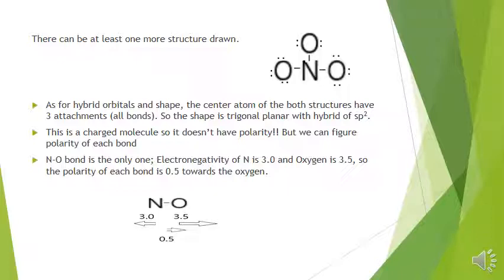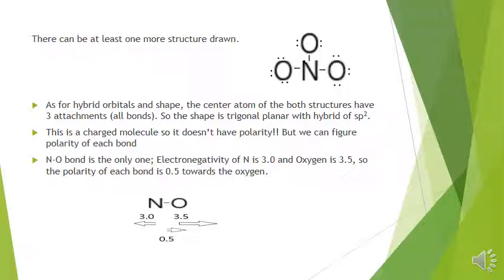Okay, there could be another structure where you move one of the double bonds out as a lone pair, and so you get 2 oxygens with 3 lone pairs. So we have 2 structures that work. We have the first one, which is the resonance structure, and these ones.